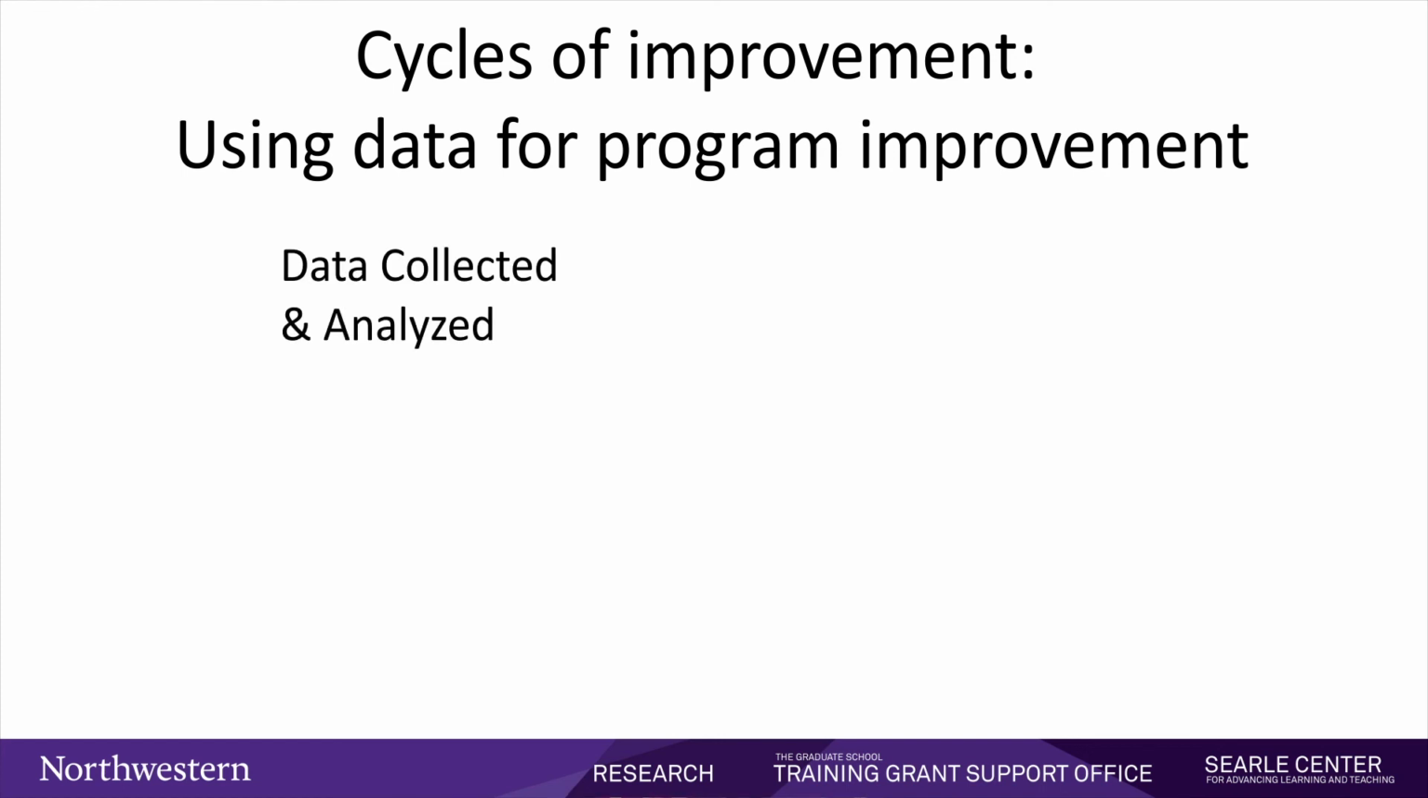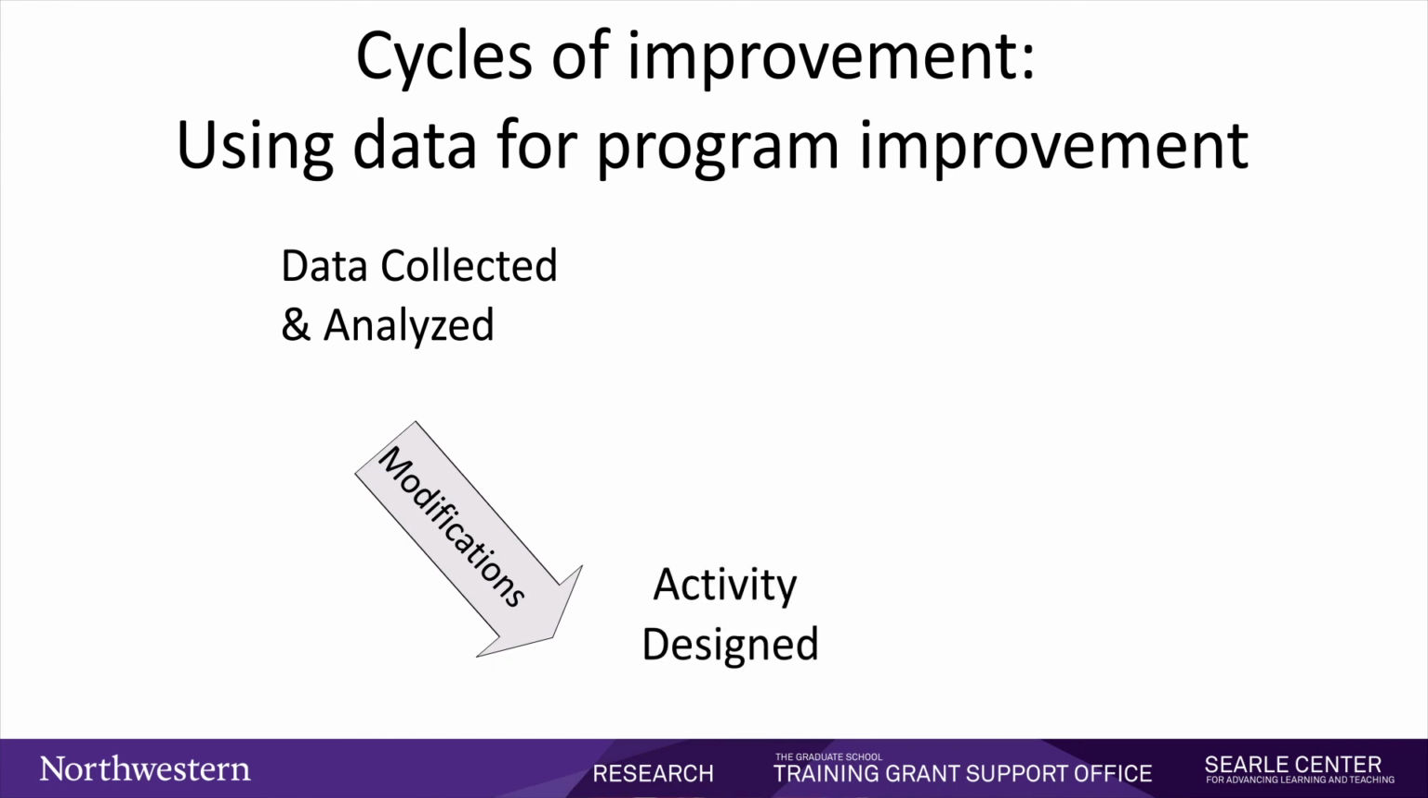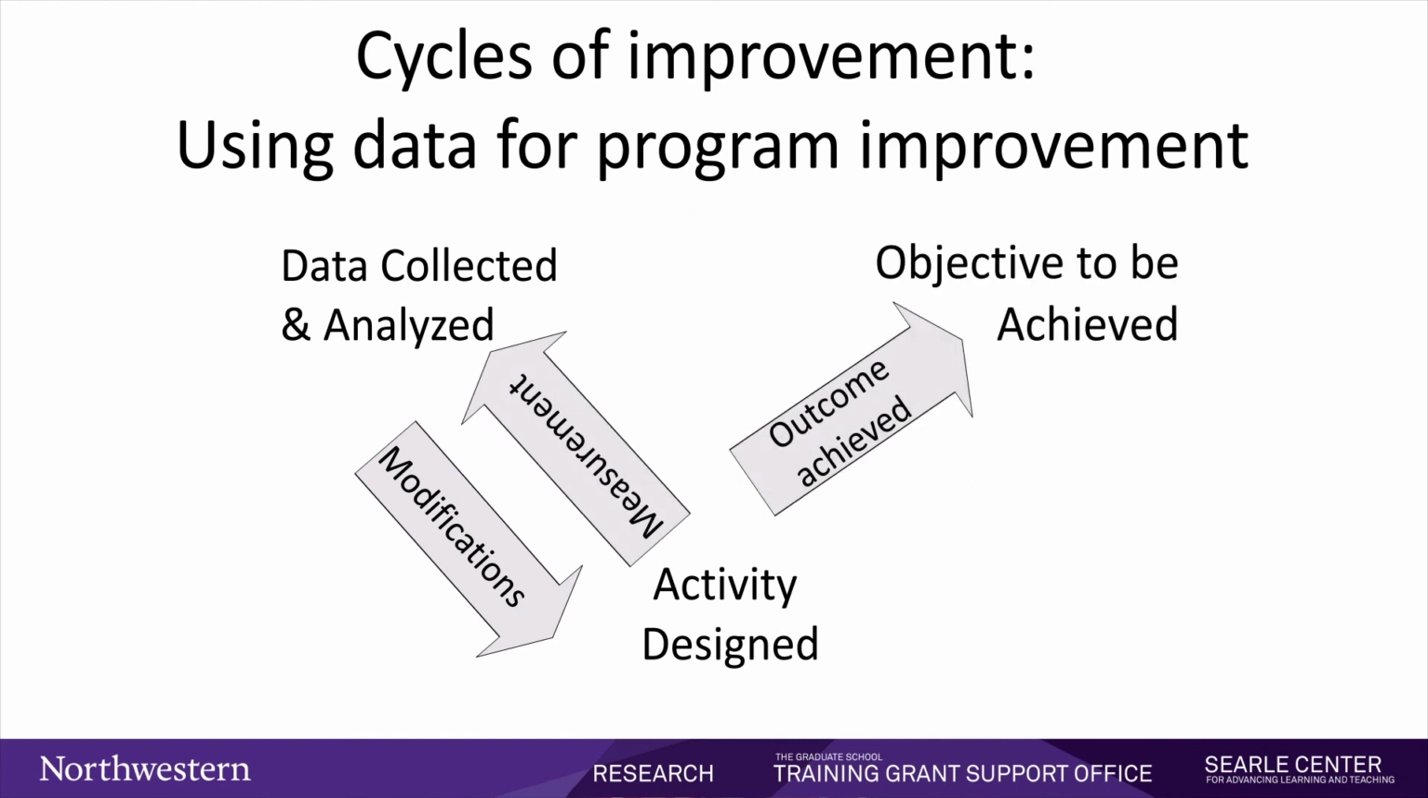To create cycles of improvement, you need to create a steering committee with the active involvement of the evaluator. You'll also need to create processes for sharing and reviewing data, how you'll prioritize potential modifications, and for making decisions about which changes you're going to make and how to improve your program and the outcomes for trainees.